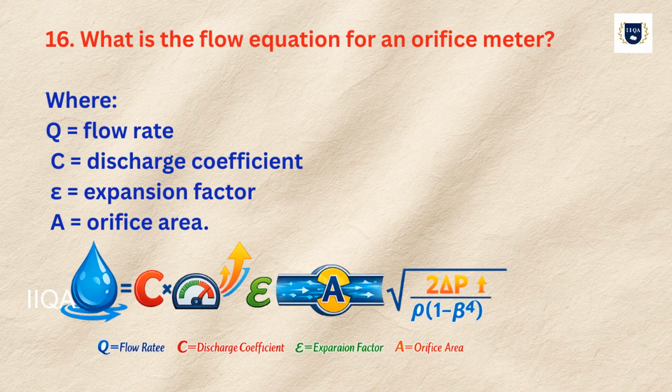What is the flow equation for an orifice meter? Q equals C times epsilon times A times the square root of 2 delta P divided by rho times the quantity 1 minus beta to the fourth, where Q is equal to flow rate, C is equal to discharge coefficient, epsilon equals the expansion factor, A is equal to orifice area.